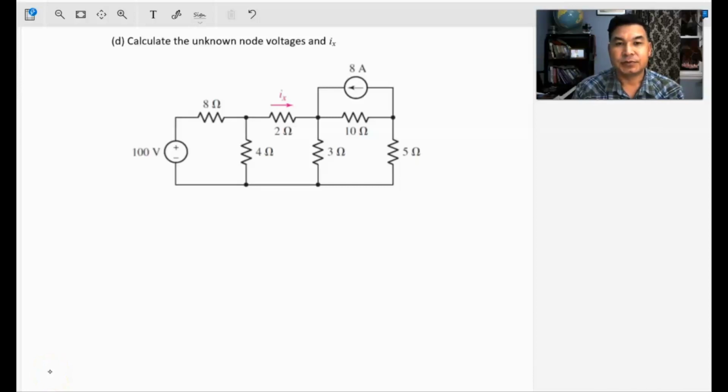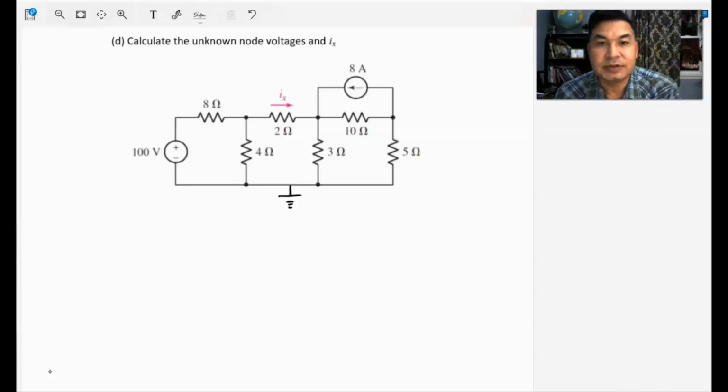So this problem is asking to find all the unknown nodal voltages and current Ix, which is the current through this 2 ohm resistor. As usual, using nodal analysis, before you apply it, first you have to pick the reference ground, the reference voltage, and usually this is a good choice of ground. We'll be measuring all the unknown nodal voltages relative to this 0 volts. This is our reference voltage, ground.